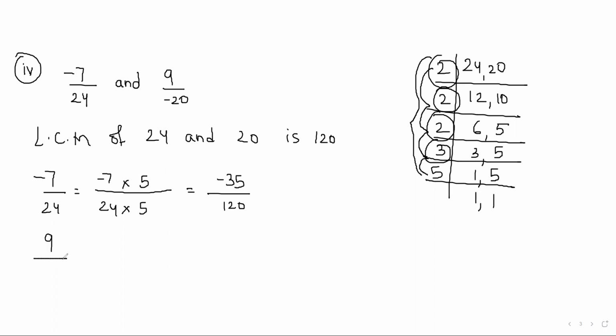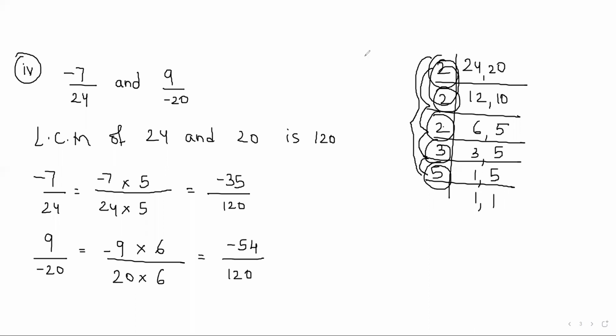Similarly, 9 by minus 20. This minus, we can shift it up to the numerator. And 20 into what will give us 120? 20 into what? So this is 2 into 2, 4. 4 into 5, that is 20. So what remains is 2 and 3, that gives 6. So here into 6, into 6. So minus 9 into 6 is minus 54.